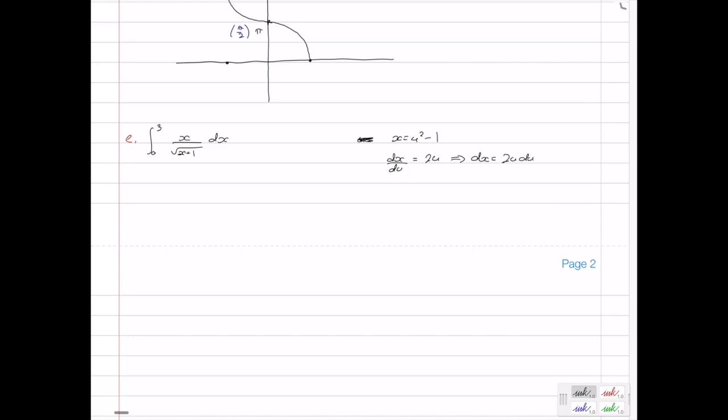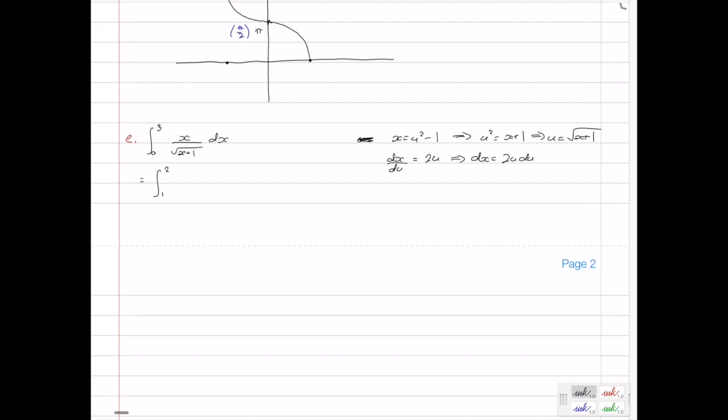Okay, that's good. What else can we see? Well, let's rearrange this for u, and we'll get u squared equals x plus 1, which means that u equals the square root of x plus 1. And the reason we do that is because now I want to change my limits of integration. So when x is equal to 0, u is equal to the square root of 0 plus 1, which is just 1. And when x is equal to 3, u is equal to the square root of 3 plus 1, which is 2.